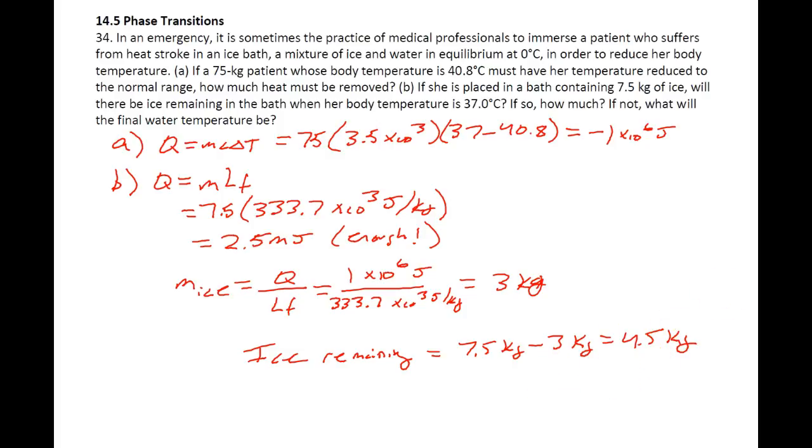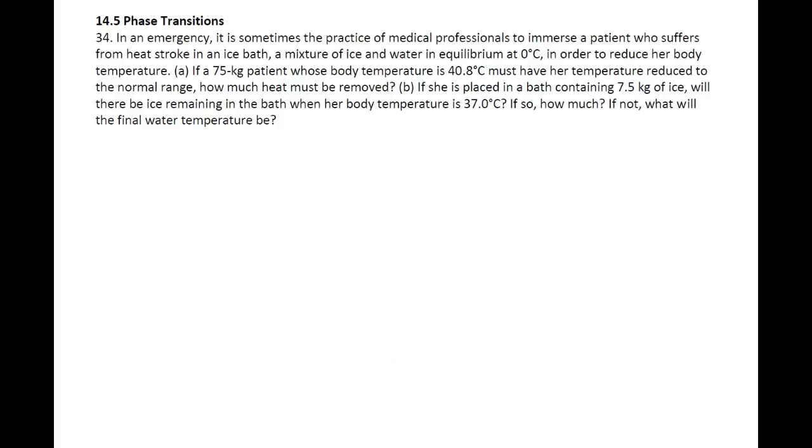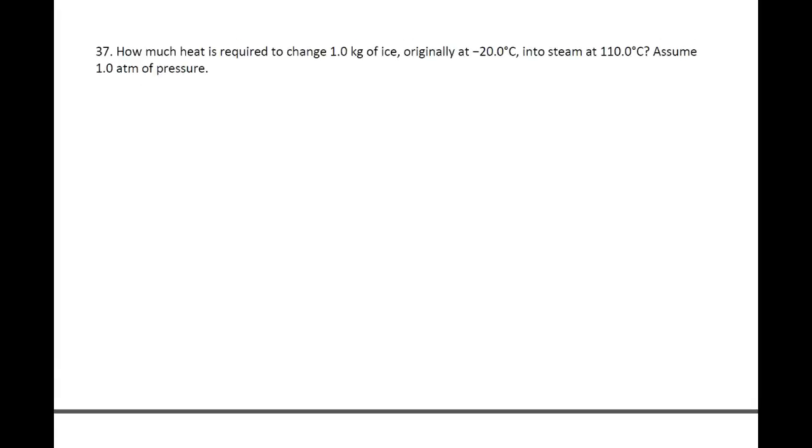For the next problem, which is number 37, it says how much heat is required to change 1 kilogram of ice, originally at -20, into steam at 110. So we've got to think about this. Remember, we had our curve. We're starting with very cold ice. This would be 0 degrees, and this would be 100 degrees.